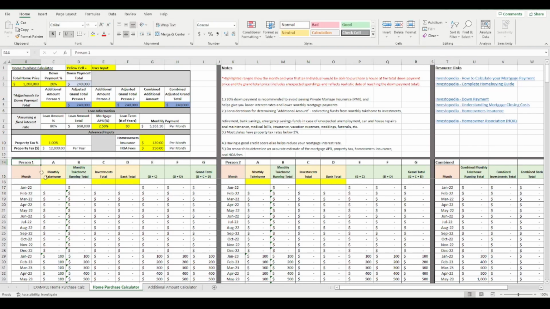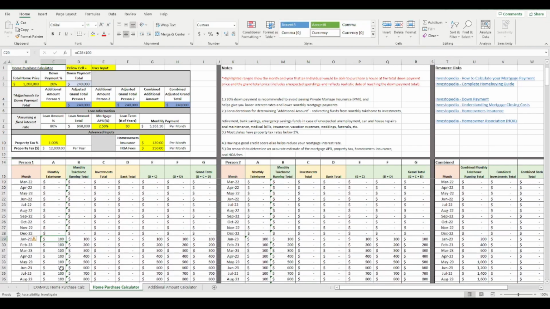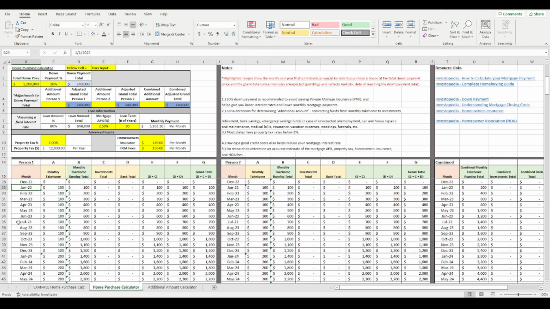Let's start with person 1. You'll first input the monthly take-home amount from your job. You want this number to be a consistent average number based on your best judgment after considering all your typical expenses and bills. The spreadsheet assumes that you'll receive a pay raise of $100 per year, which takes effect in January at the start of every year.